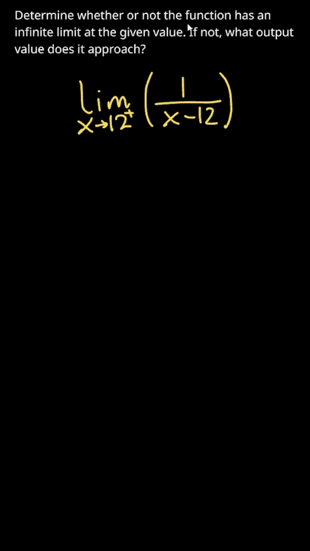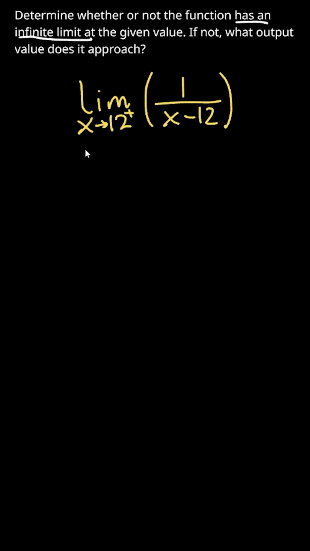Okay, so the instructions tell us to determine whether or not the function has an infinite limit at the given value. If not, what output does the value approach? One of the critical things we must remember about rational functions is that in many cases, it goes off to infinity when the denominator equals 0.